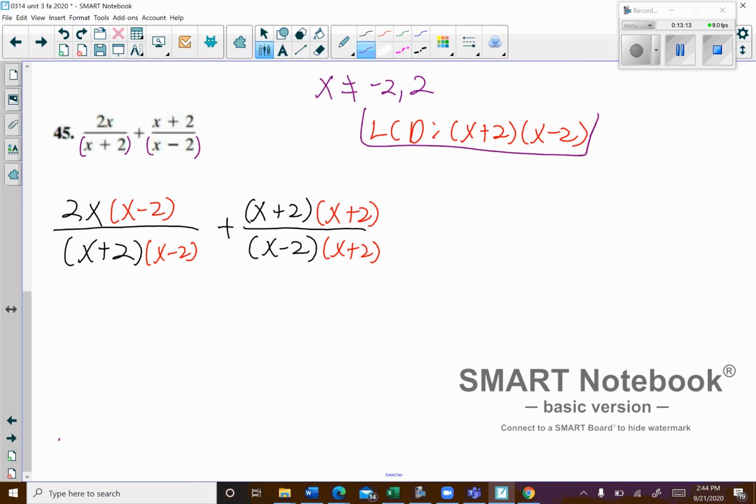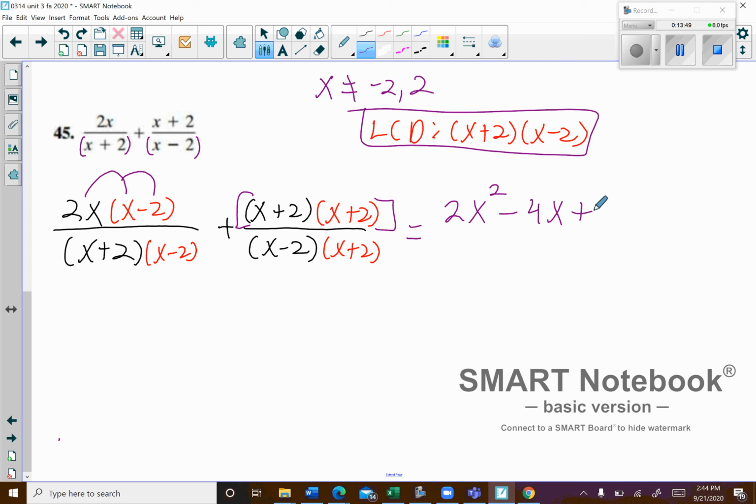Once you have your LCD, that's what the denominator is going to stay until the very end, unless you can reduce it, which we'll just have to wait and see. Now, what's different on this one than the previous ones is I'm going to have to FOIL here on my second fraction. Not a big deal. We should be pretty comfortable with factoring at this point, okay? On the first one, I'm just going to distribute the 2x to both of these. So that will become 2x squared minus 4x. Okay, so I distributed the 2x to both of these.